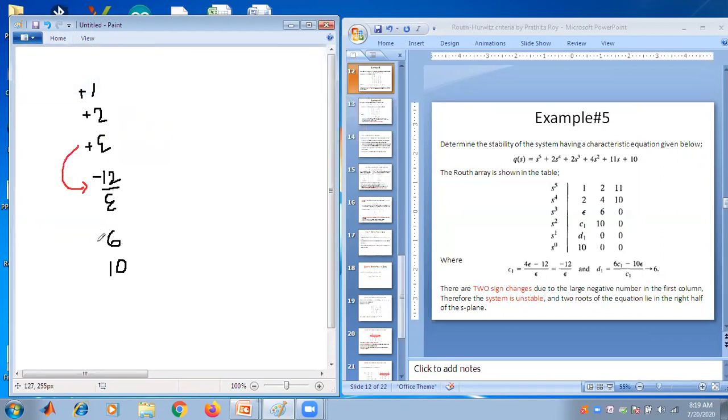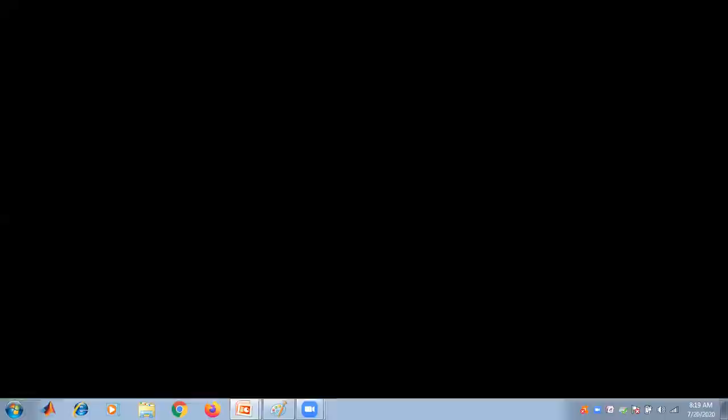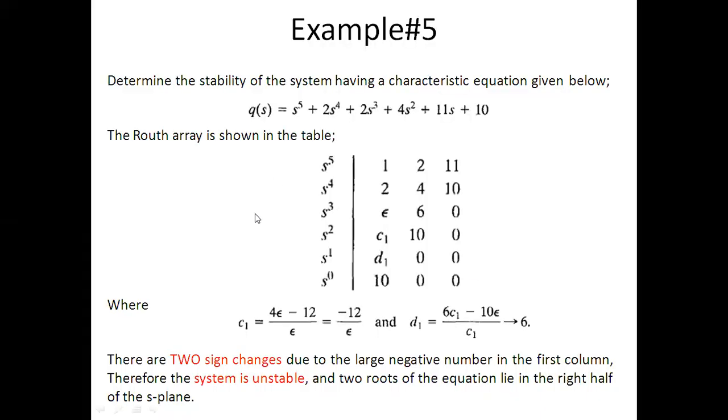Another is from negative to positive, so there is another sign change. Then it goes from positive to positive, so no sign change. So there are two sign changes, which means two poles lie on the right hand side of the S plane, due to the large negative number in the first column. Therefore, the system is unstable, and two roots of the equation lie on the right hand side of the S plane. It is clear.